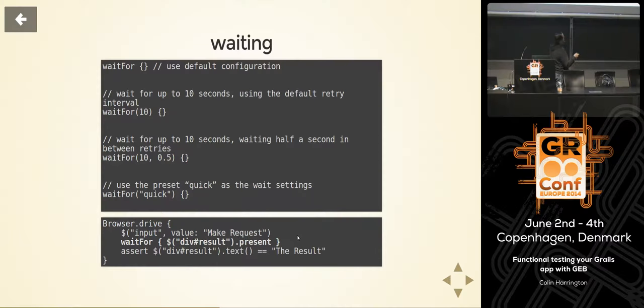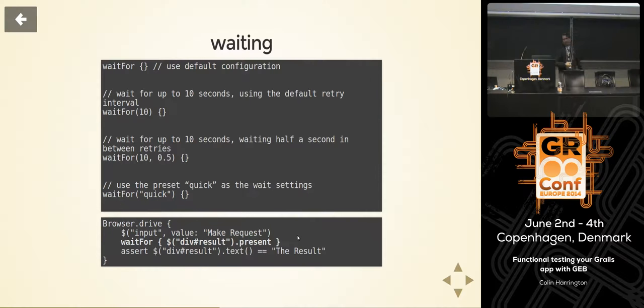Here you're actually saying wait for up to 10 seconds for the thing in the closure to return true, right? So it will check. There's a retry interval that's set up there. And it retries. The next one is to wait for 10 seconds and retry every half second. Pretty simple. And then there's a preset right here. So you can configure a quick, fast, slow, or millisecond based, I don't know.